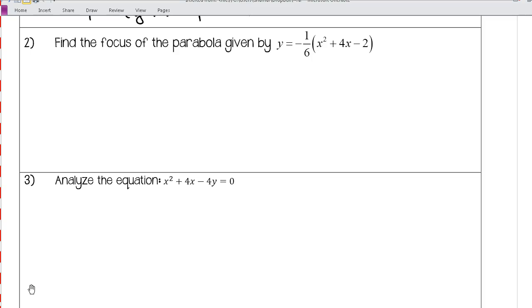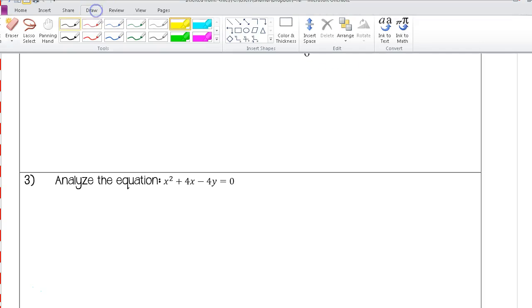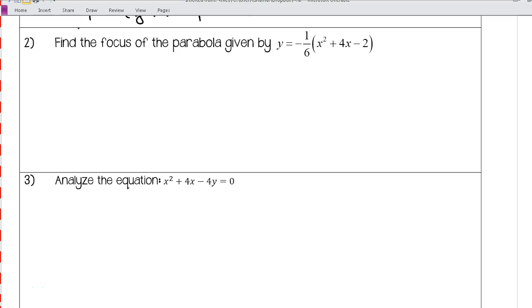So we want to find the focus of the parabola given by y equals negative 1/6 times the quantity x squared plus 4x minus 2. And anytime we want to find any of the important pieces of our parabola, what we're going to want to do is put it in standard form. We can see that the x is squared here, so we know that this is going to be vertical, so it's either going to open up or down.